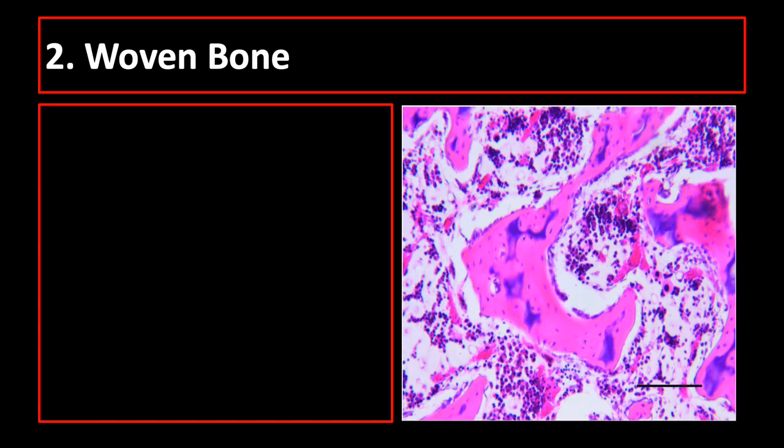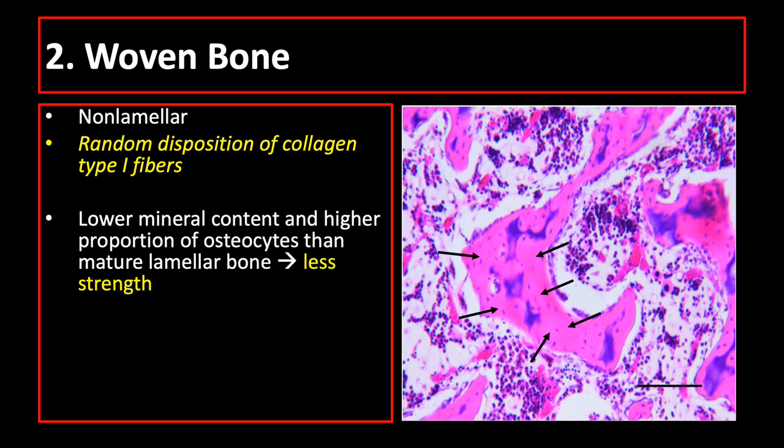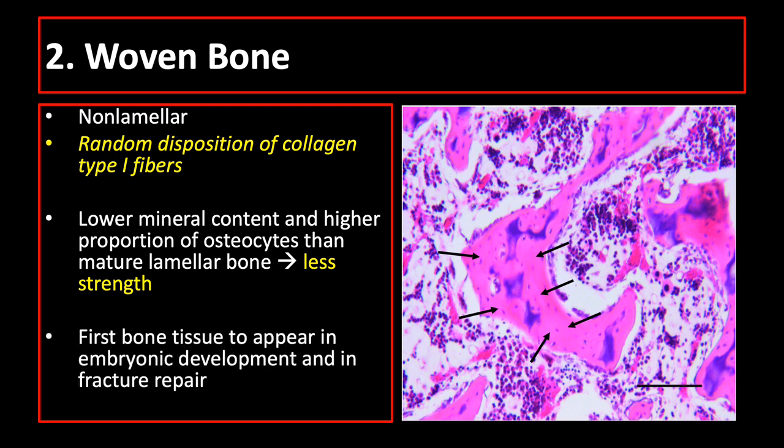And for the woven bone, it is non-lamellar and there is random disposition of collagen type 1 fibers, and it has lower mineral content and higher proportion of osteocytes than mature lamellar bone, so it forms quickly but has less strength than lamellar bone. And it is also the first bone tissue to appear in embryonic development and in fracture repair.